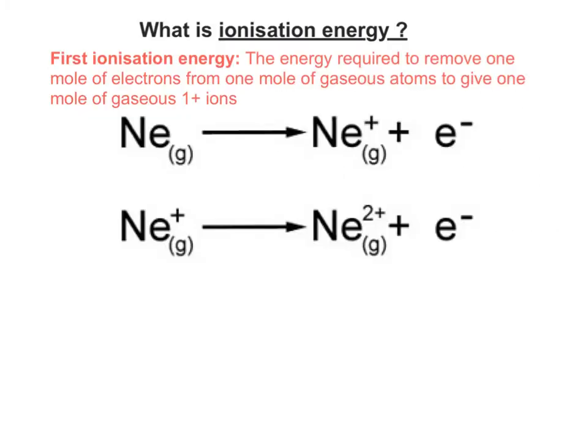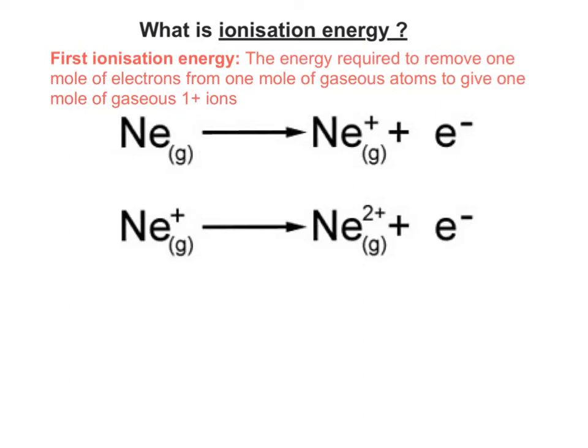So ionisation energy is the idea of removal of electrons. But it's a little bit more complex than just that, because you can have the first ionisation energy, or the second ionisation energy, or the third ionisation energy, depending on how many electrons you've removed. So to take the first electron off a neutral atom, the energy required to remove 1 mole of electrons from 1 mole of gaseous atoms to give 1 mole of gaseous 1 plus ions is called the first ionisation energy.